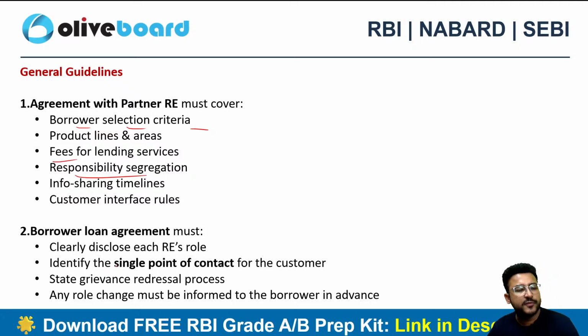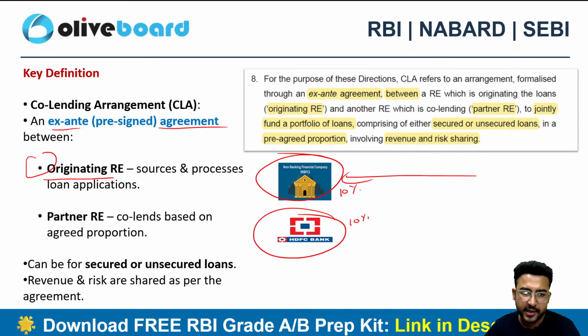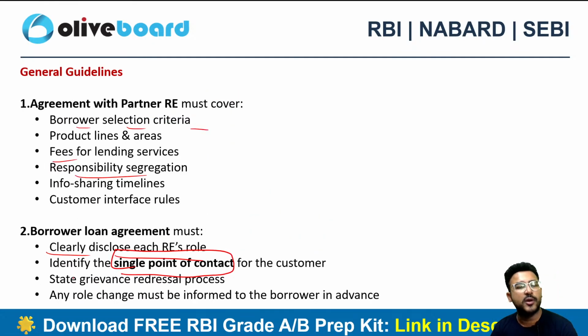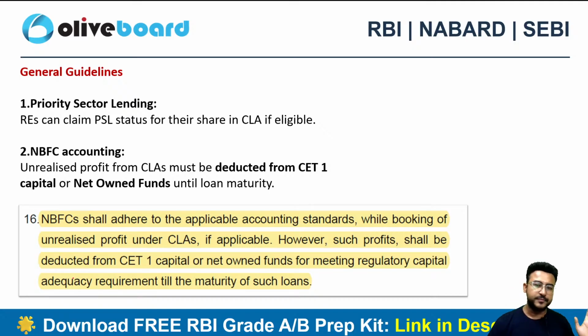What's the best part of the ex-ante agreement is you need to clearly disclose the role of each and every RE, right? And in the borrower agreement as well, you need to clearly disclose the role of each and every regulated entity and also maintain a single point of contact. Let's suppose the borrower is facing any kind of issue. So there should be a single point of contact. It can be NBFC, it can be HDFC Bank as well, right? So any contact can be a single point of contact.